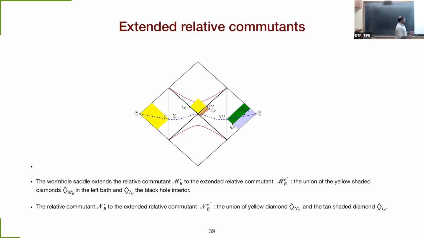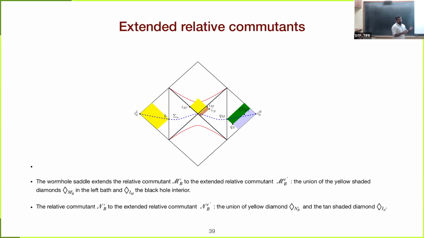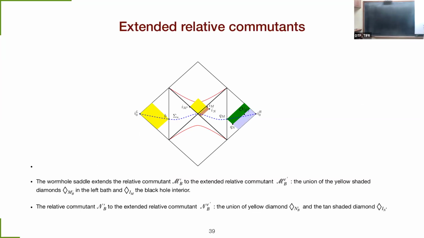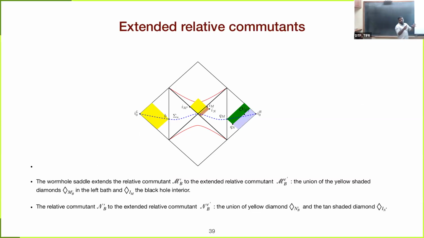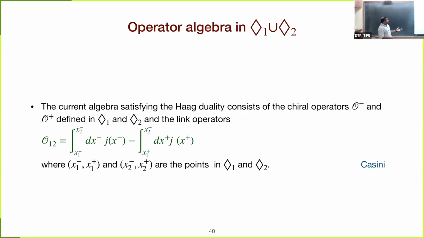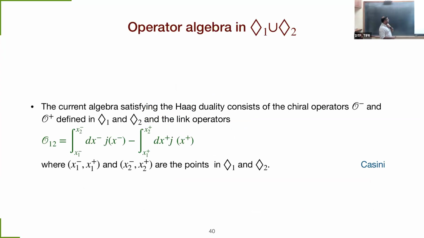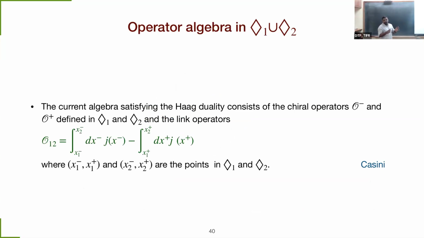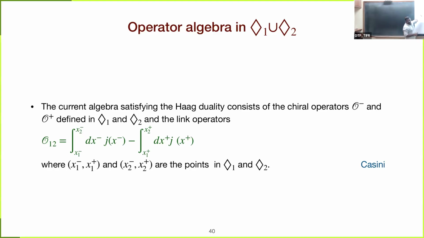Now one can ask, given that, what is its effect? Instead of single diamonds, even for the commutant you have two diamonds. Now you can define the operator algebra for two diamonds, let's say for the same chiral theory. So you take two diamonds, delta 1 and delta 2, and define the chiral operators O plus and O minus within delta 1 and delta 2. That algebra itself won't satisfy Haag duality, so you need additional operators, the so-called link operators. This is discussed in one of Kasni's papers.